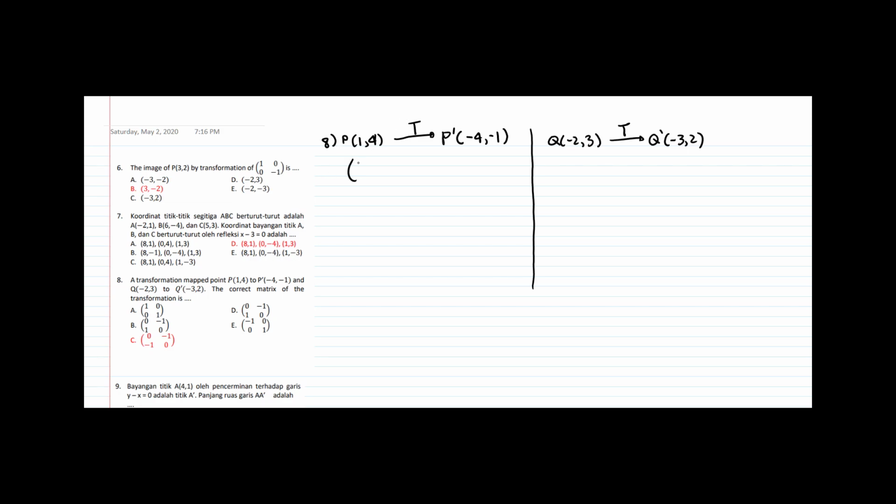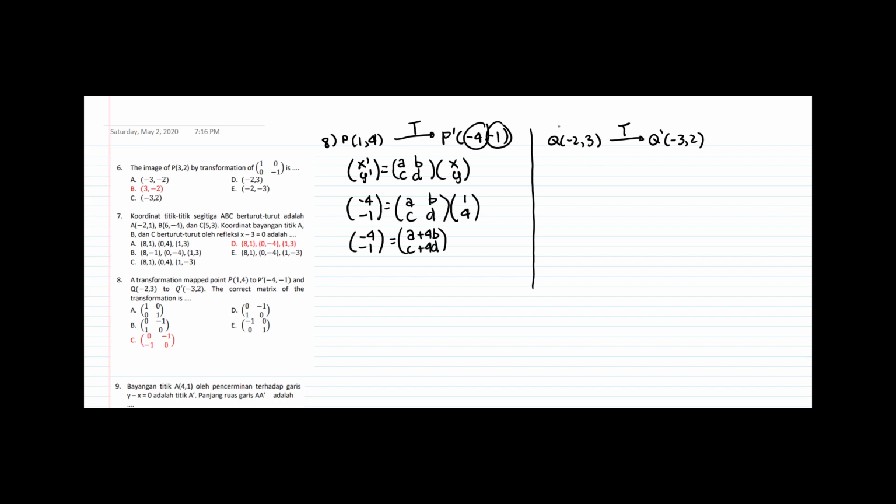The chart will be x accent, y accent equals the matrix times x and y. Okay, we don't know the matrix, so we suppose it is A, B, C, D. So the first one is x accent is negative 4, and y accent is negative 1, equals (A, B, C, D) times the XY, which is 1 and 4. Okay, multiply it: negative 4 and negative 1 equals A plus 4B, and C plus 4D.